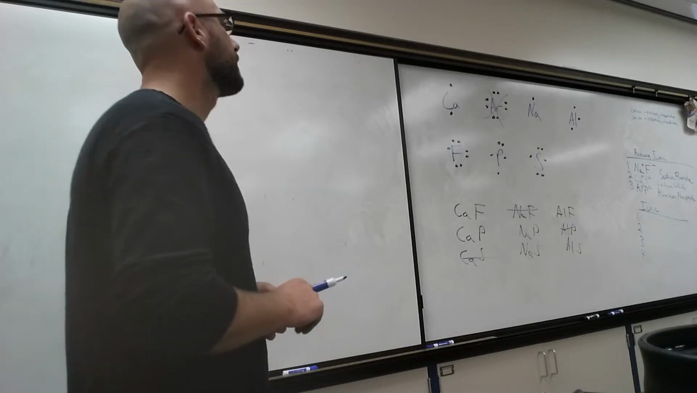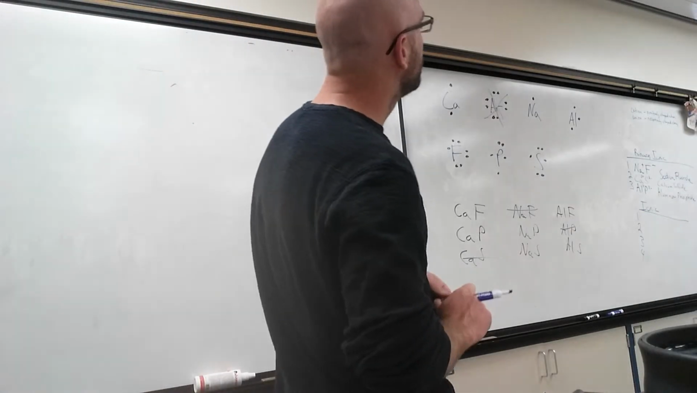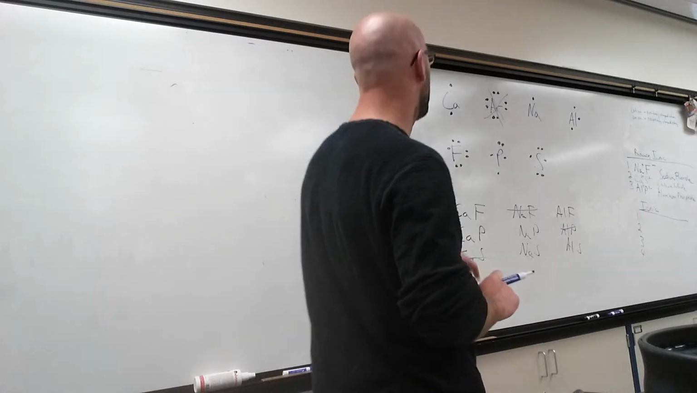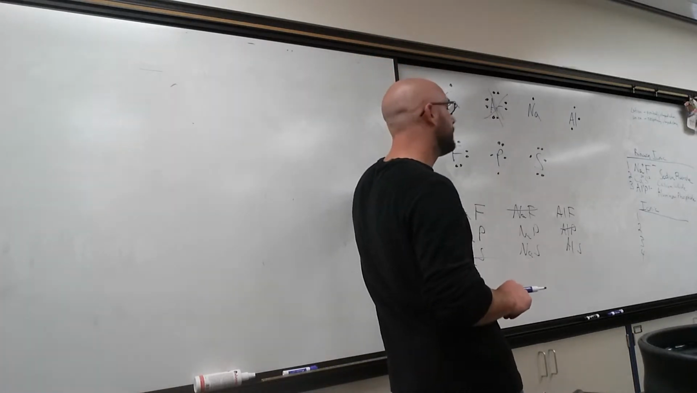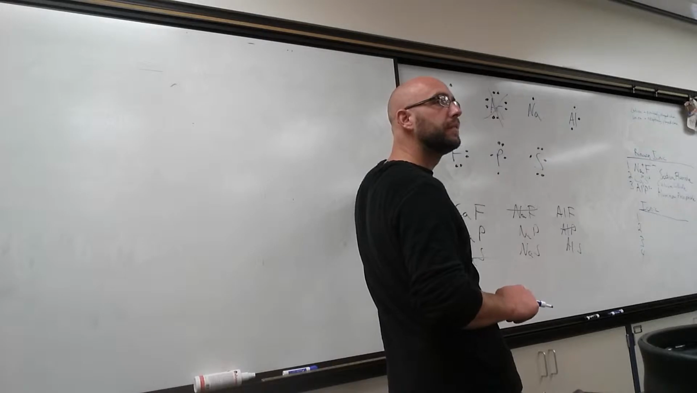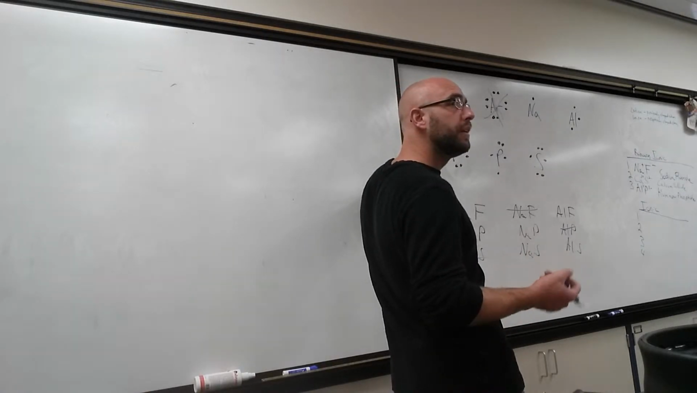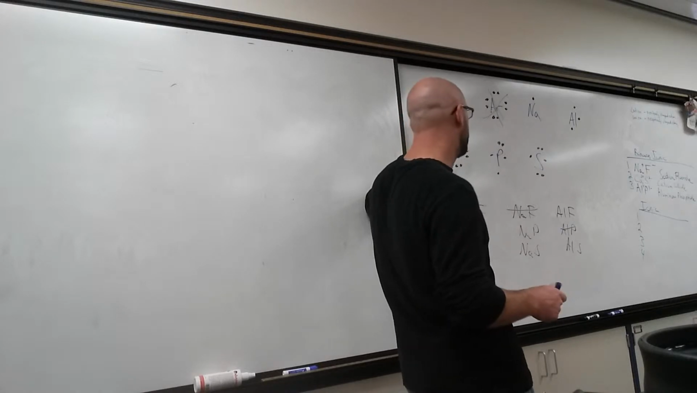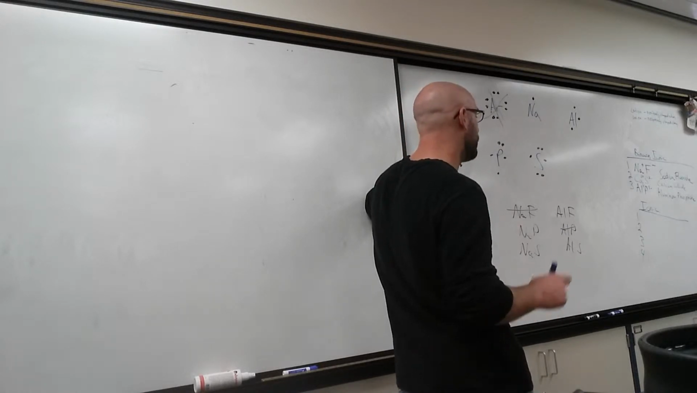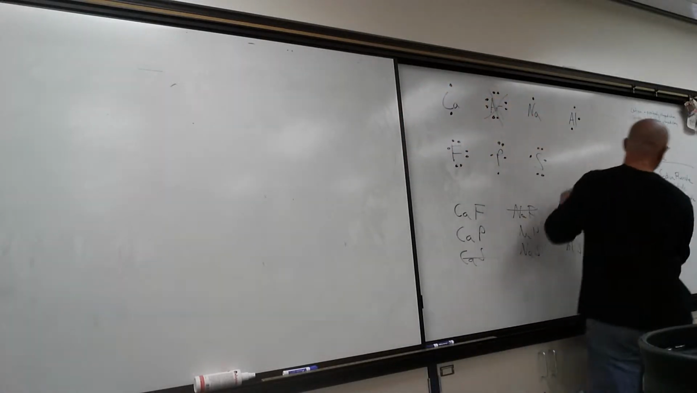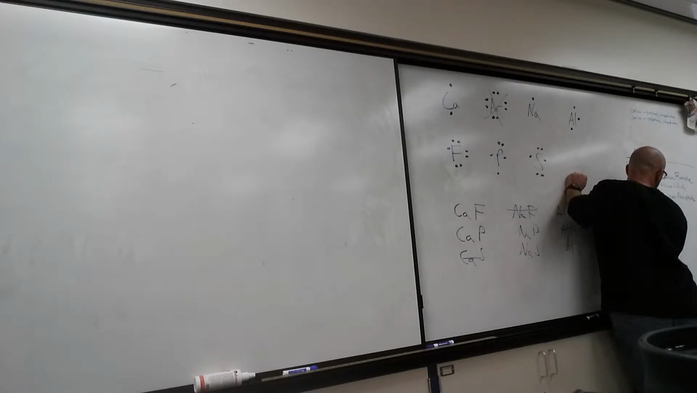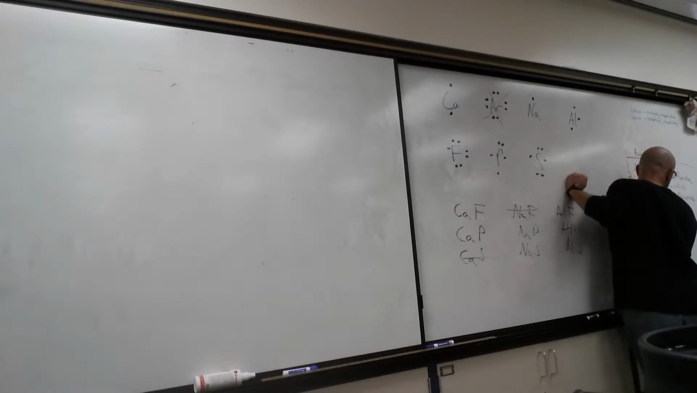Yep. All right. So now let's continue on. What about this one? Calcium and fluorine. How? Calcium needs to get rid of 2, fluorine needs 1. So you do 1 calcium and 2 fluorine. CaF2. And what's my charge going to be on calcium? 2 plus. And F minus. Calcium fluoride.